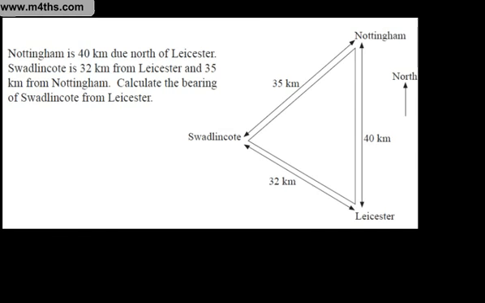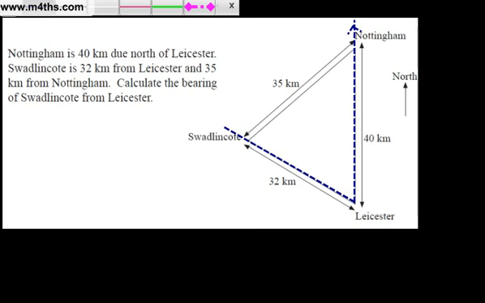Okay, Nottingham is 40 kilometres due north of Leicester. So automatically that's a north line, that's going north. Swadlincote is 32 kilometres from Leicester and 35 kilometres from Nottingham. Calculate the bearing of Swadlincote from Leicester. So what we're interested in is the bearing. Remember, bearings are measured clockwise, they're measured in 3 figures, and they're measured from north. So we're interested in the bearing here.